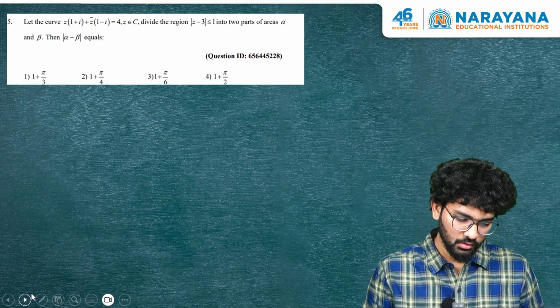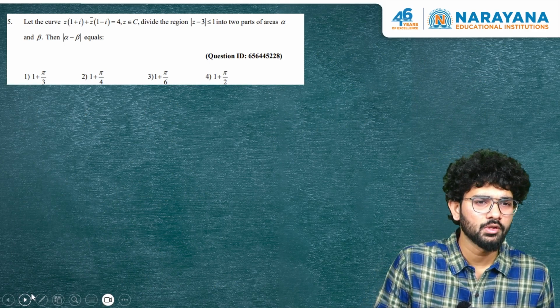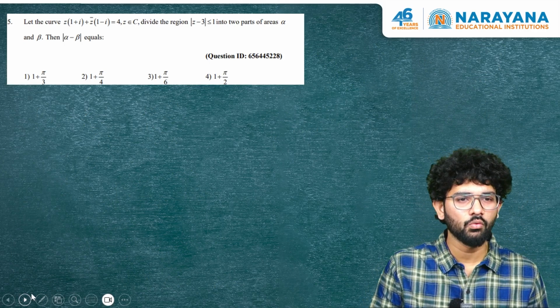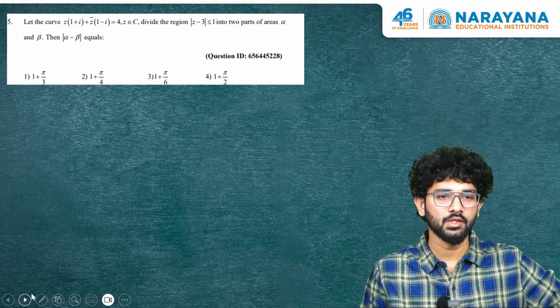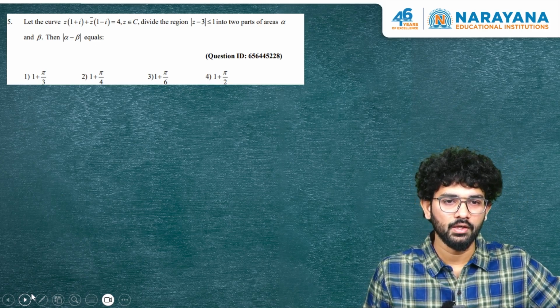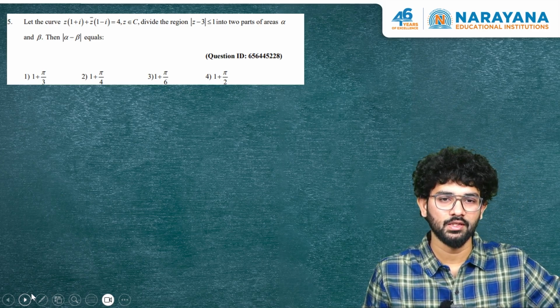Next question. So a question from complex numbers. Let the curve z into (1 plus i) plus z bar into (1 minus i) is equal to 4 divide the region mod of z minus 3 less than or equal to 1 into two parts of areas alpha and beta.